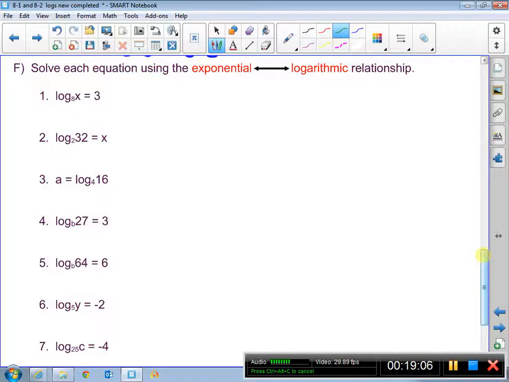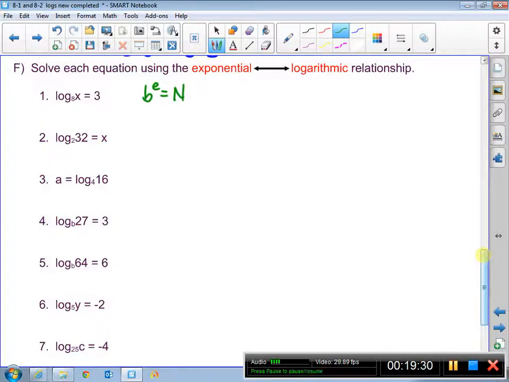Let's see what section F has. Solve each equation using that relationship, our Ben to log. And this time we have all log equations. All right, let's start with 1. So we're going to rewrite in exponential form, which is Ben form.